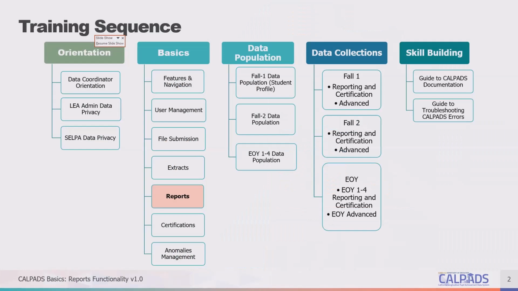Training sequence. This slide shows a diagram of the CalPADS course catalog. These courses are mostly available as self-paced recordings in Bridge and on the CSIS YouTube training channel. The courses are organized in a training sequence. You can see highlighted that this course, Reports, is part of the CalPADS Basics complement of courses. The Basics courses were created to help new users build a foundation of skills in CalPADS data reporting.